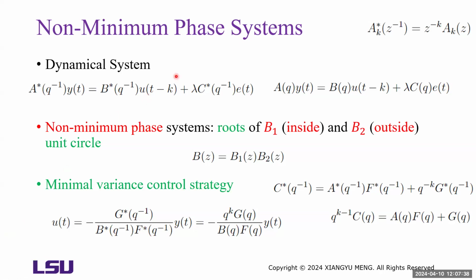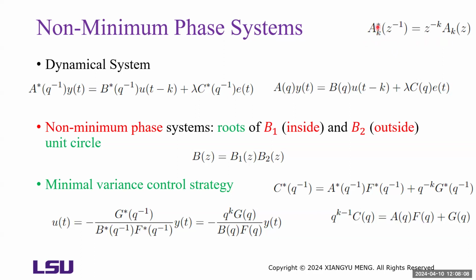In this lecture, let's discuss the minimal variance control for non-minimum phase systems. The dynamical equation is described by this equation. First, let's convert the reciprocal polynomials, A star, B star, C star, into the polynomials A, B, and C. To complete the conversion, we can use this relationship.